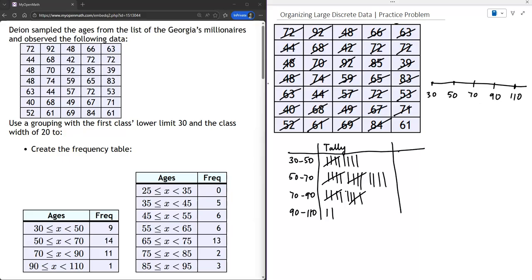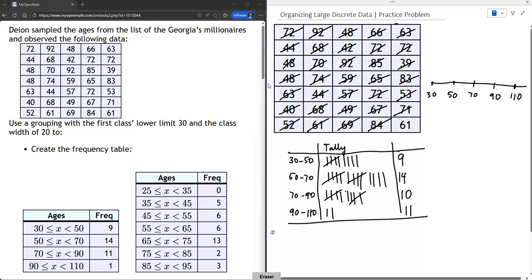Let's sum it up. So we have 9, 14, 10, and, sorry, there's 11 here. That's hilarious. It's not 11, it's 2. What totally looks like 11. How many observations do we have? 35. Let's see, does it add up to 35? So this is going to be my frequency. 9 plus 14 is 23, 33, 35. So it matches the total.